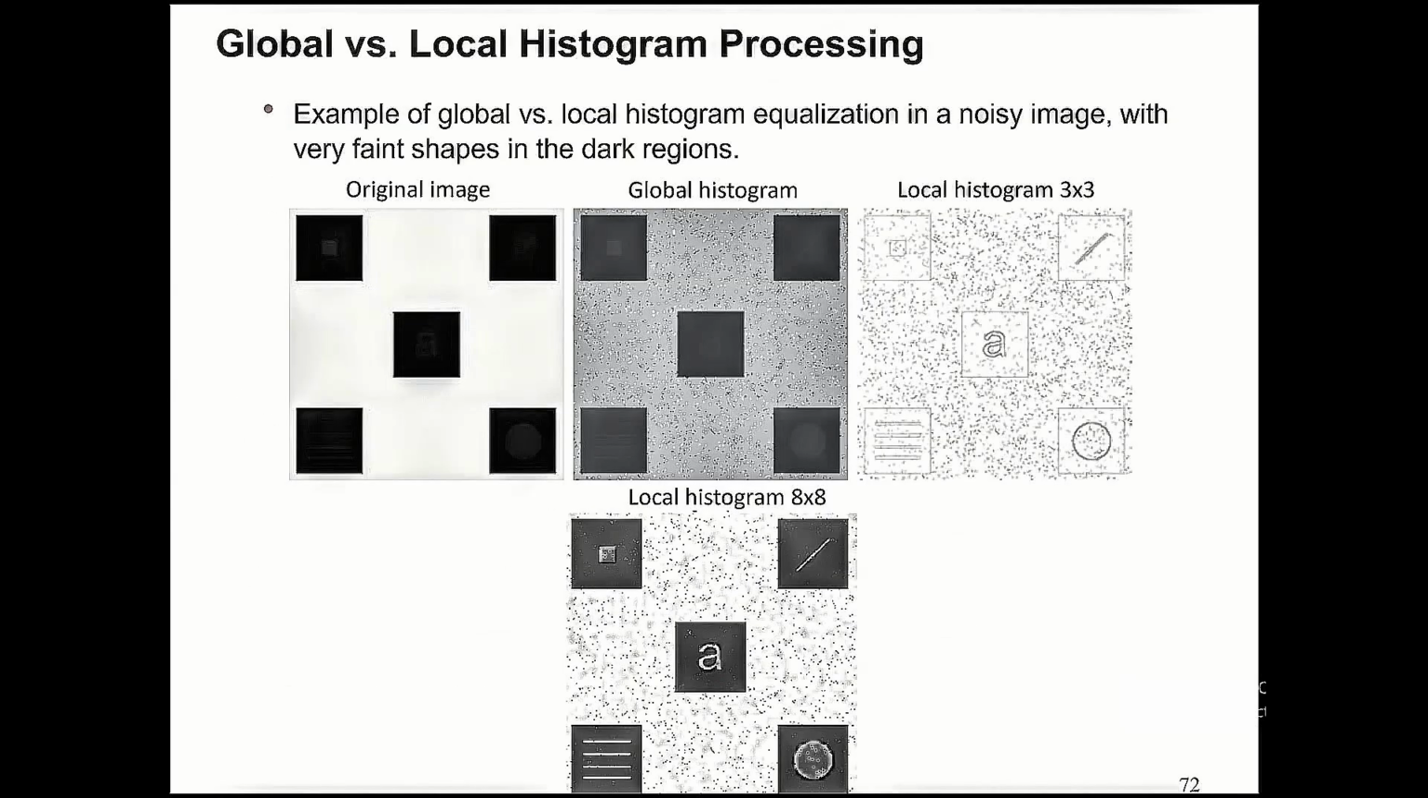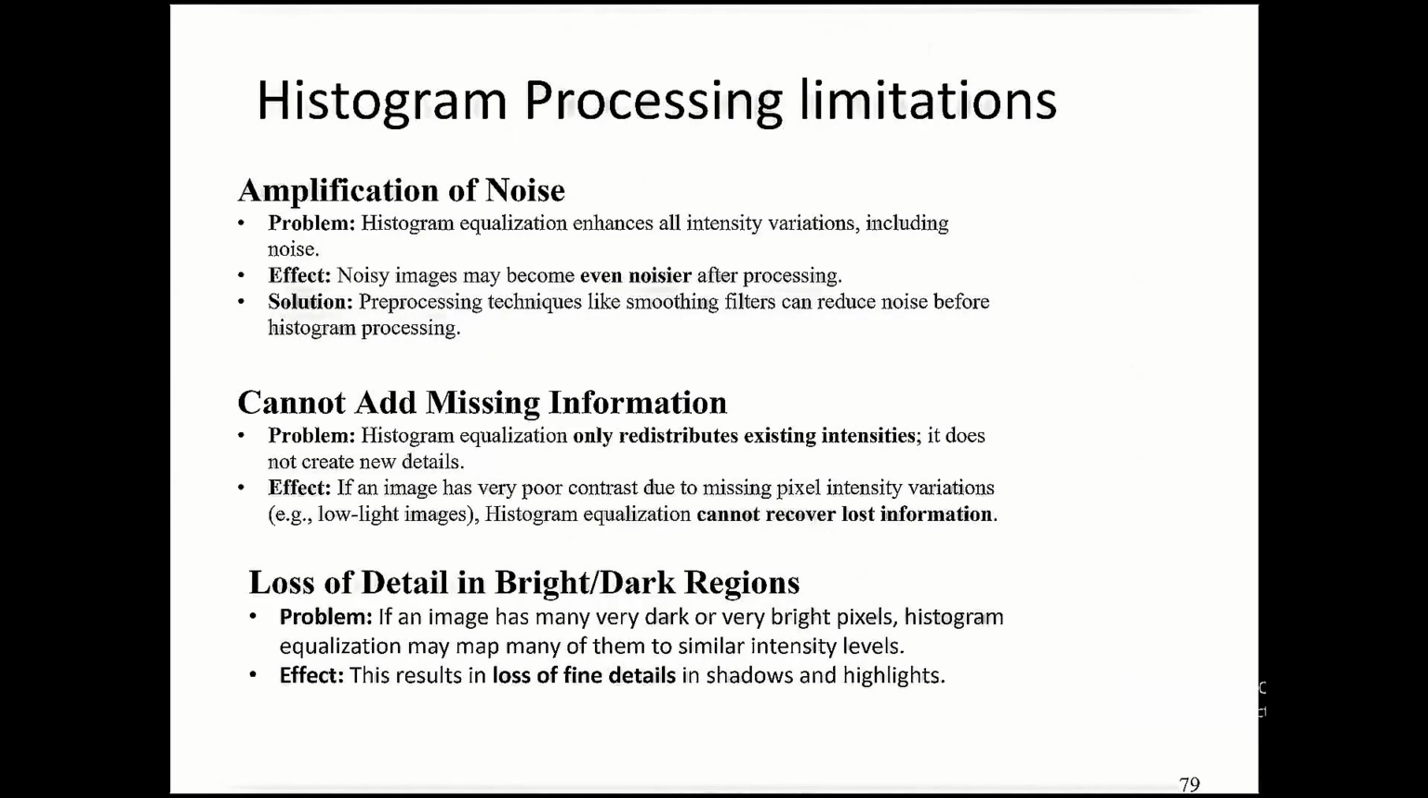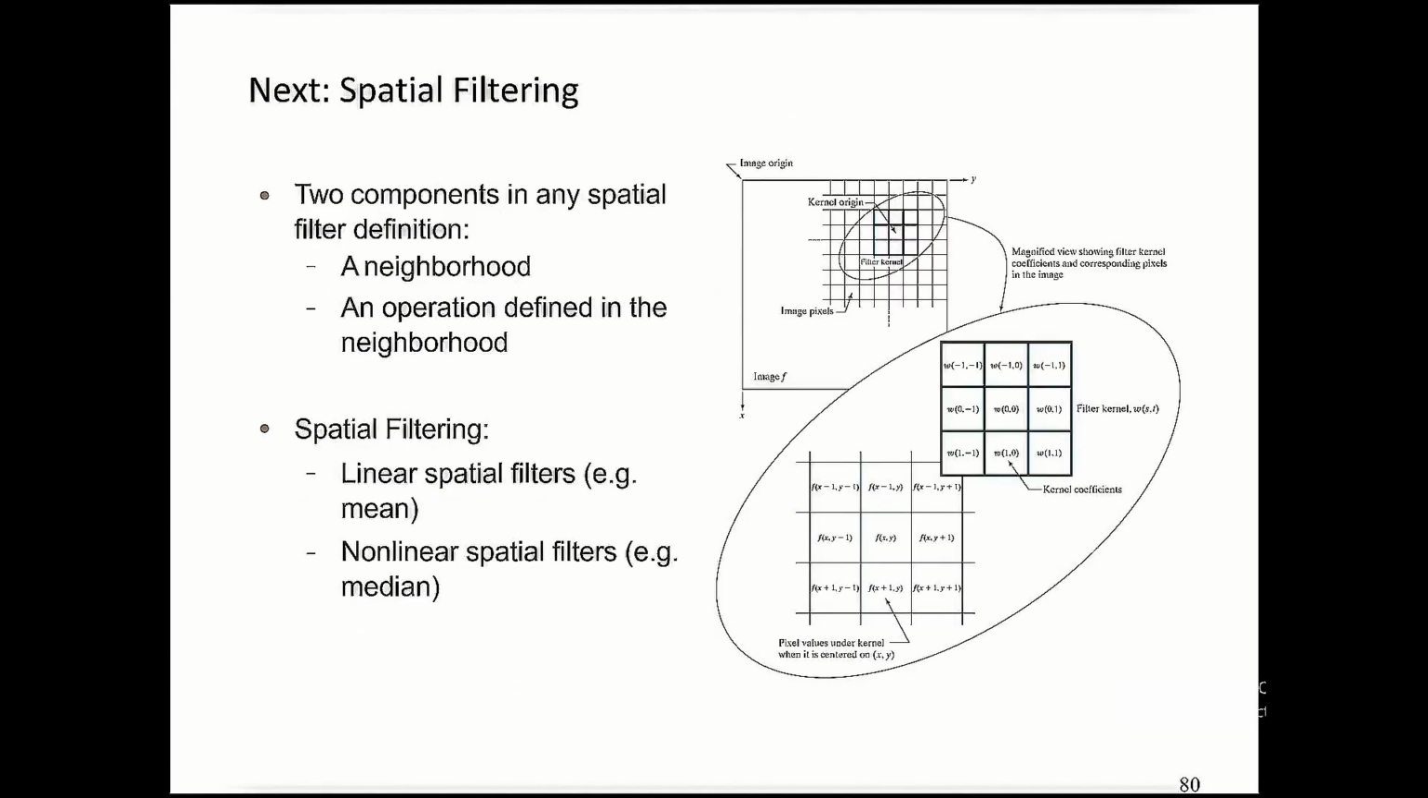So what are the limitations of histogram processing? As we have seen here, if I do it, I get noise. So one is the amplification of noise. I cannot add any missing information. If a lot of details are missing in bright and dark areas, or if an image has very dark or very bright pixels, histogram equalization may map many of them to similar intensity, which we have seen in the example, which was very dark. These limitations lead us to another topic, which is called spatial filtering.